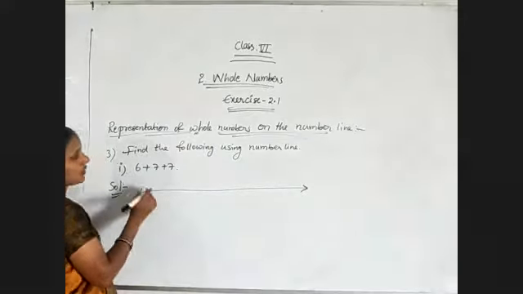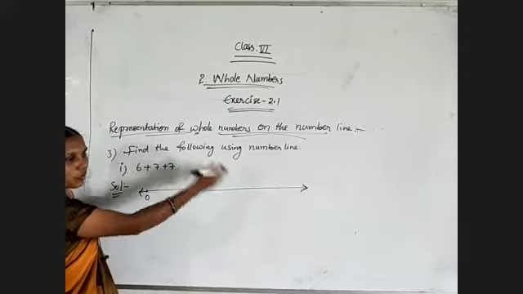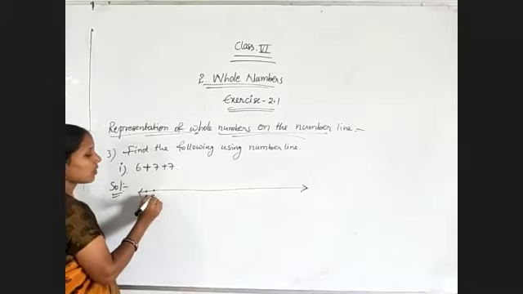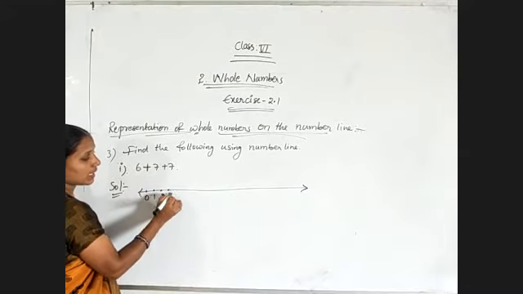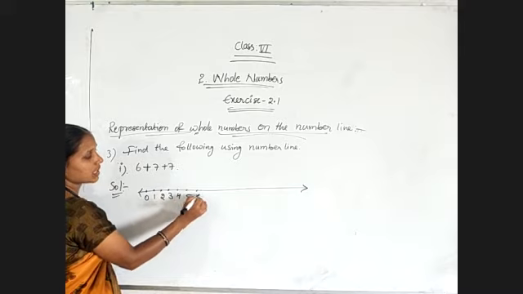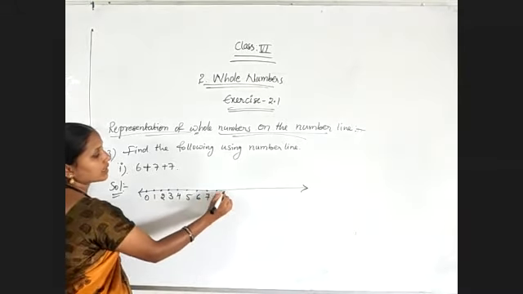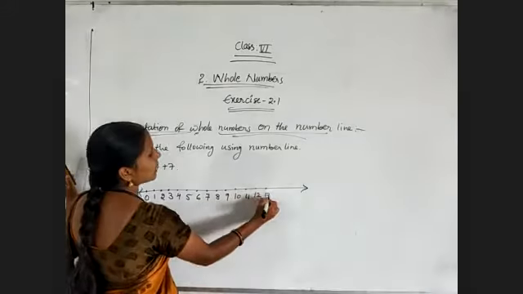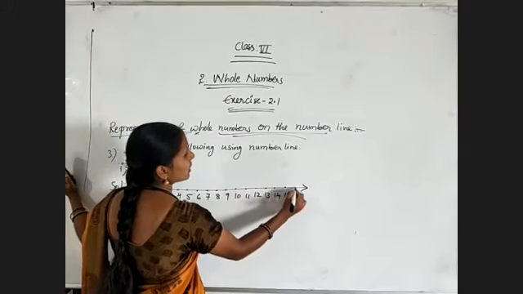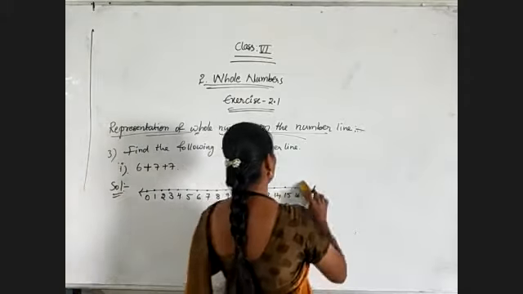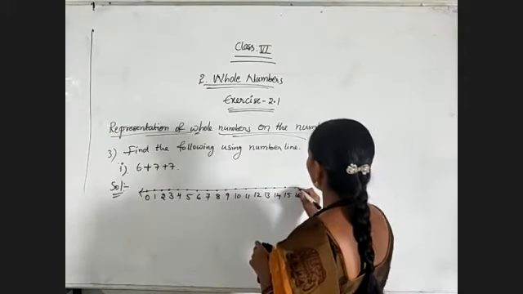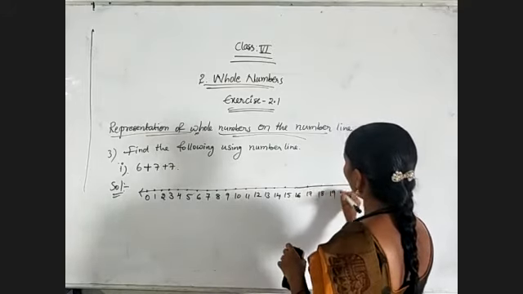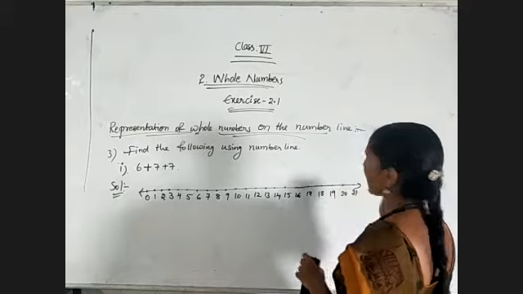Zero, as I told you, when we are doing addition, we have to move to the right side. Yes, plus is there, so we have to move right. 0, 1, 2, 3, 4, 5, 6, 7, 8, 9, 10, 11, 12, 13, 14, 15, 16, 17, 18, 19, 20, 21, like that I have written.